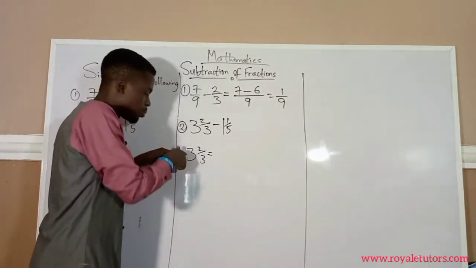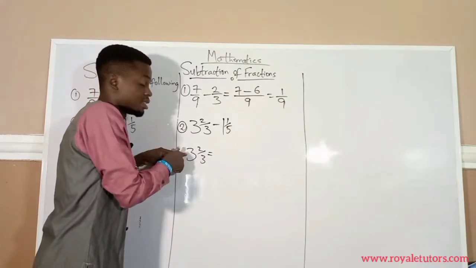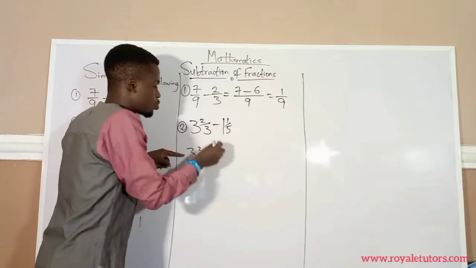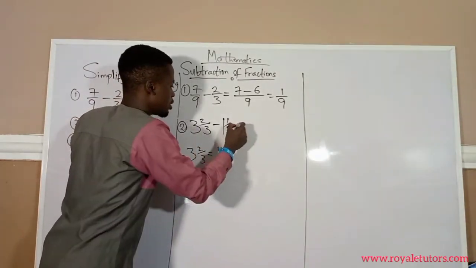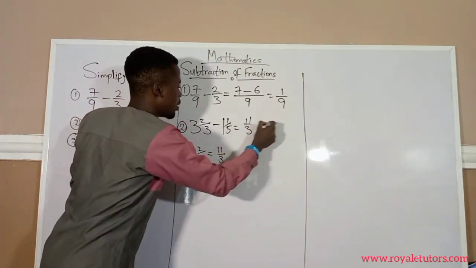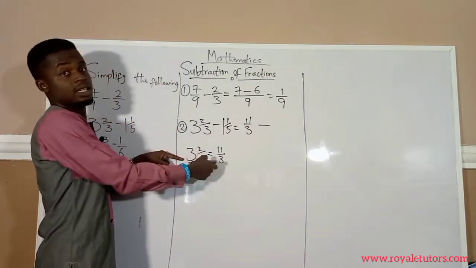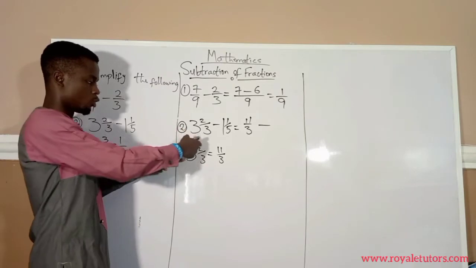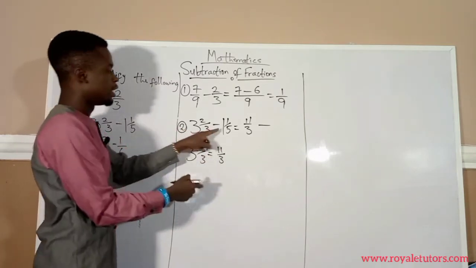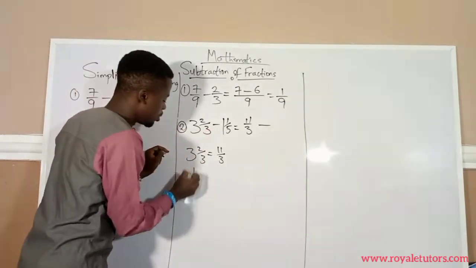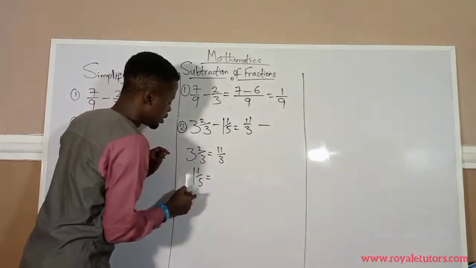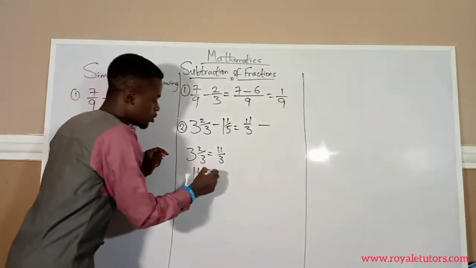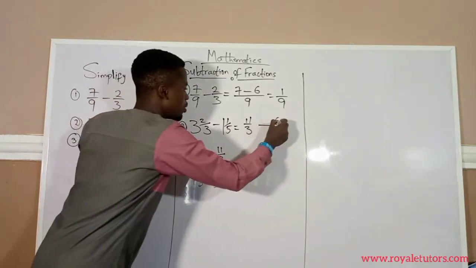The denominator multiplied by the number beside it, that's 3 times 3, which is 9, plus the numerator 2, 11. So this is 11 over 3, minus... Then, if you look at the second one, 1 whole number 1 over 5, this is going to be 5 multiplied by 1, which is 5, plus the numerator, 6 over 5. So this is minus 6 over 5.